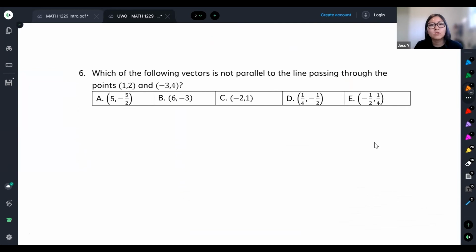Number 6, which of the following vectors is not parallel to the line passing through the points (1, 2) and (-3, 4)? So you might be thinking, Jess, we haven't reviewed lines yet. Lines is in the next chapter. But we don't need to know lines yet, actually.